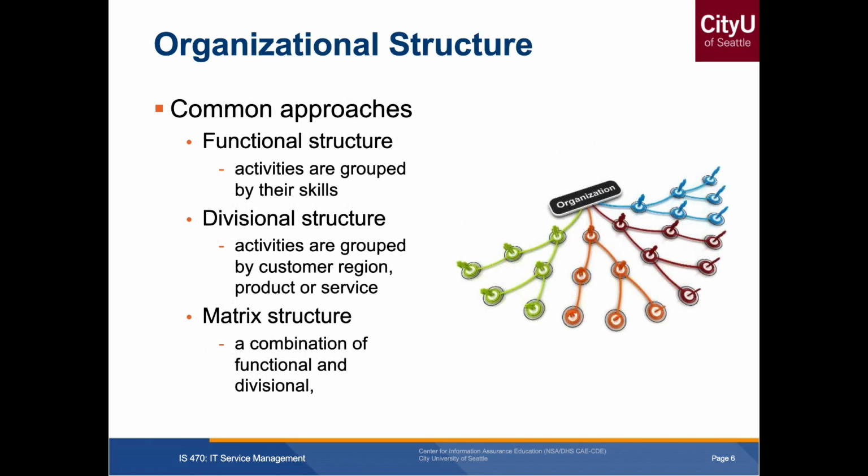So organizational structure, there are common approaches. You have the functional structure where activities are grouped by their skills. Divisional structure where activities are grouped by customer region, product, or service. So let's say you have, let's say, USA team, China team, right? Europe team, and could be by product or service. Let's say a service for database team, right? Cloud database team or cloud computing team, right? Or maybe a cloud storage team. And if there's a mixture, we call that a matrix structure.